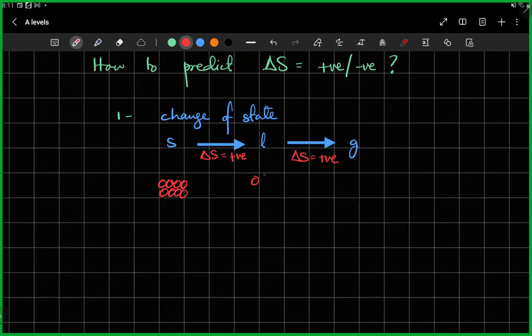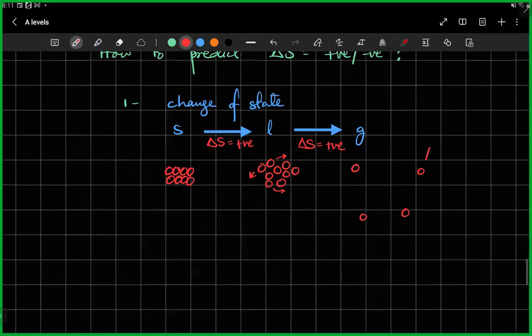In liquids, they're kind of loosely packed, slipping and sliding. So slightly more entropy. And in gases, the particles are really far apart, and they're all flying in different directions. So that's high entropy. So what I'm going to state over here is, this one is obviously your very low entropy state.